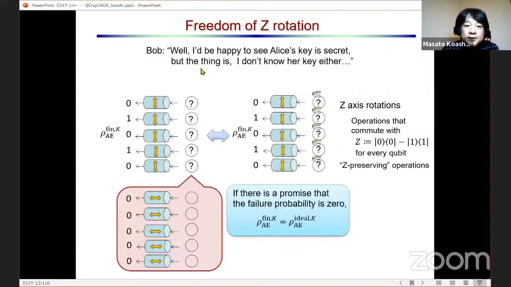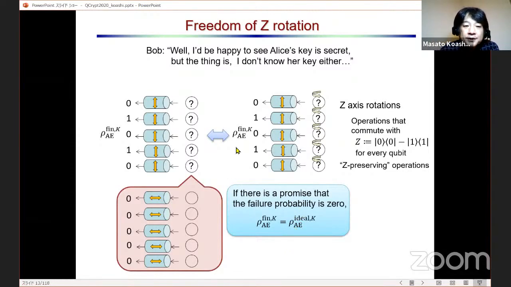Now, what about Bob's complaint? Bob complains that this is secret also from Bob, so it is useless. In order to answer Bob's question, we must slightly extend this tiny theorem a little bit.